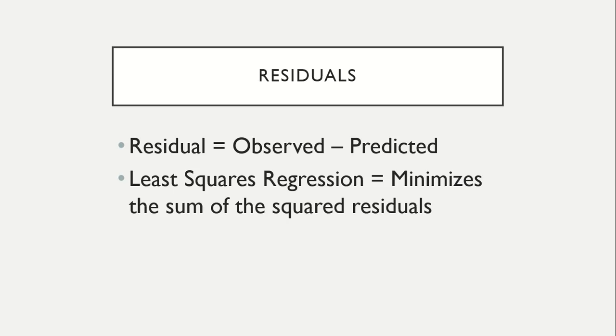The other important thing about residuals is that whenever R is making the line of best fit, we're doing a least squares regression. A least squares regression is one that minimizes the sum of the squared residuals. The sum of squared residuals is taking each residual point, squaring them, and then adding them together.